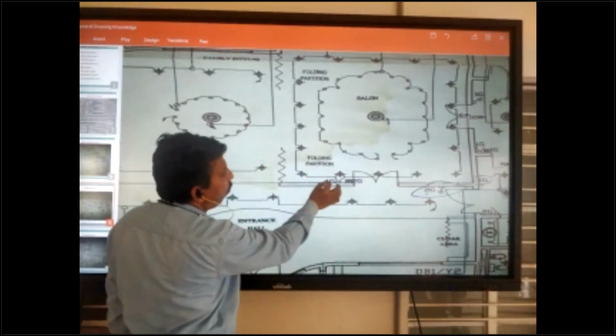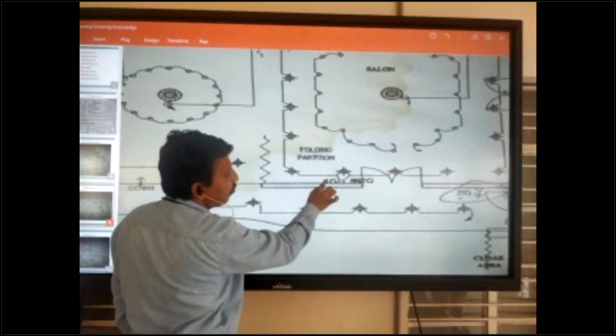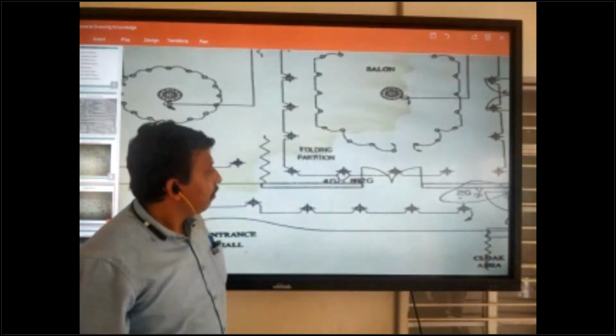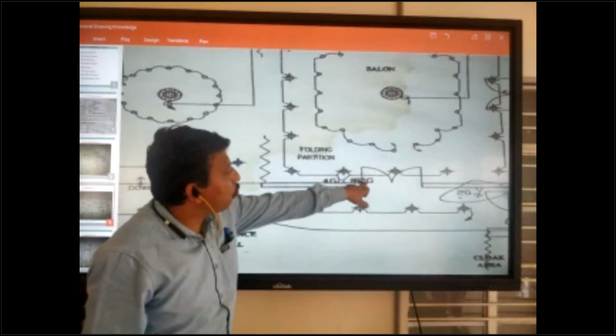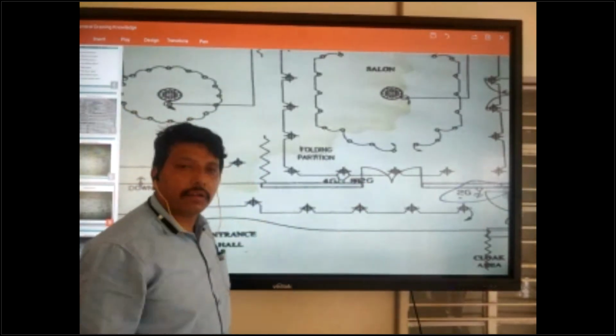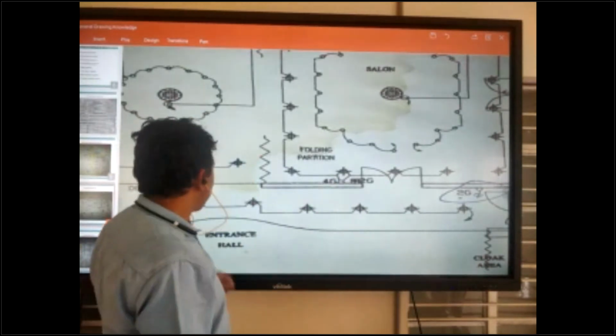Here it is written 4G. You can see 4G. This means 4 switches are coming on this wall. Another 2G, a 2 gang switch, 2 switches coming there. So you can take this one also.